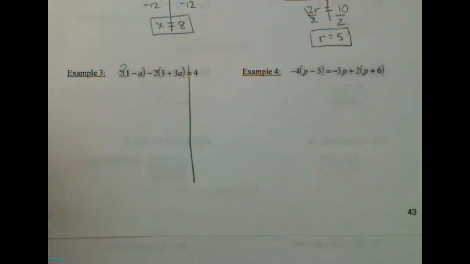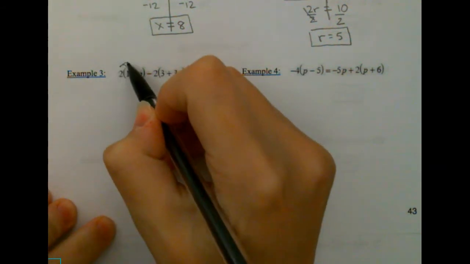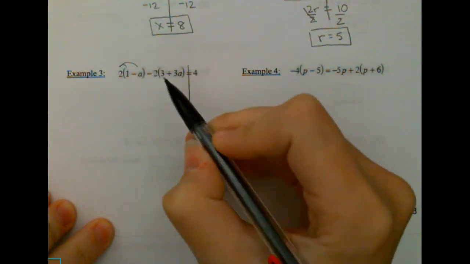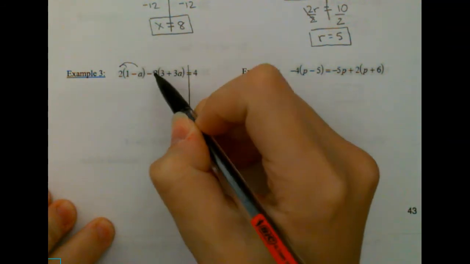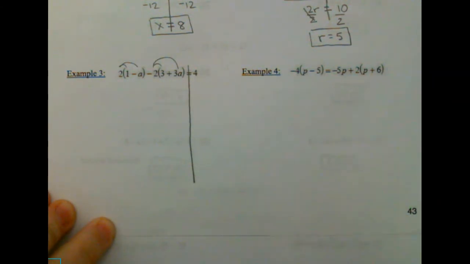That was weird. Okay, so we're going to take the 2 and we distribute it to the 1 and the 2 distributed to the A. And then we're also going to distribute this -2 right here to the 3 and the 3A. So we have to distribute twice, 2 times.